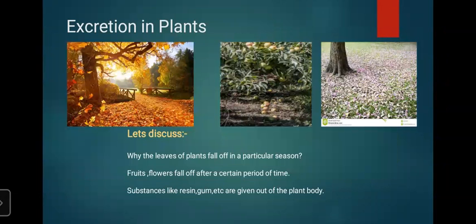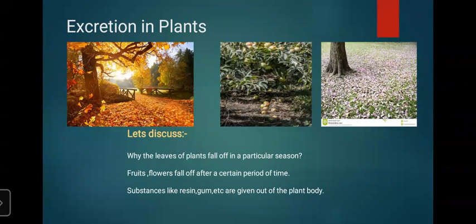Now, excretion in plants and excretion in animals. Excretion in plants: before going ahead, we will discuss some points, like why the leaves of plants fall off in a particular season. Why does this happen? We are going to learn it. Fruits and flowers fall off after a certain period of time, and substances like resin, gum, etc. are given out of the body.